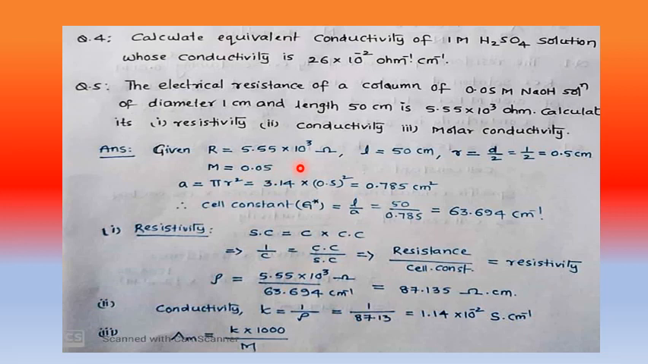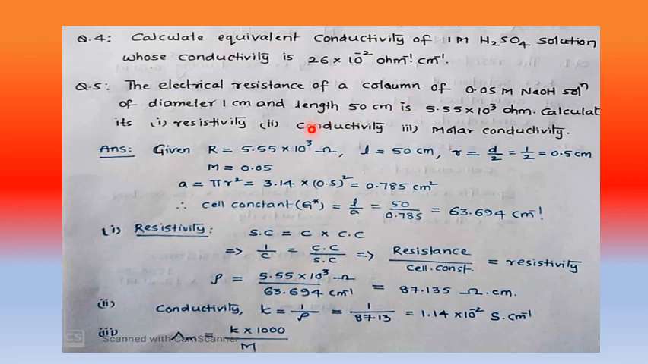So when L is given, r is given, we already know that cell constant equal to L by A. A is not given directly, but information is given to you. Now we have to calculate the A value. Here one word is mentioned, column, which means cylindrical shape inside. That means again it is a circular shape.